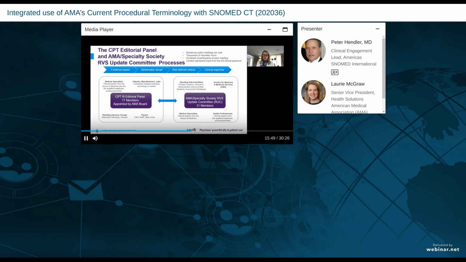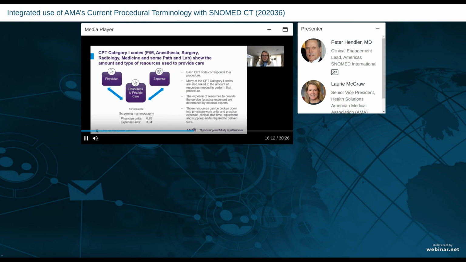Once the codes are determined by the panel, they then move to the AMA Specialty Society RVS Update Committee, where they are valued in terms of how much resource is needed to provide those different procedures and services. Now, many of the CPT codes show physician work and the amount and type of resources that are being used. This is one of the most powerful aspects of CPT content. Now, here's how it works.